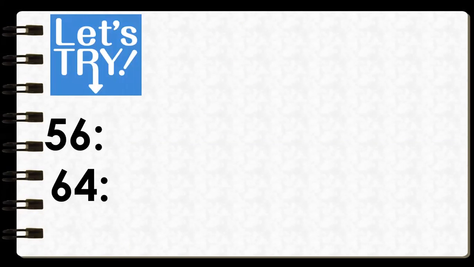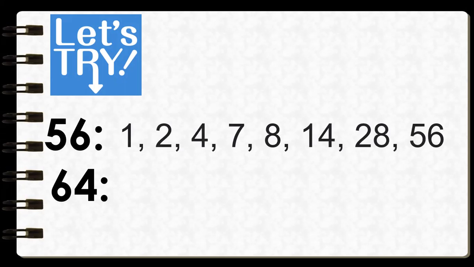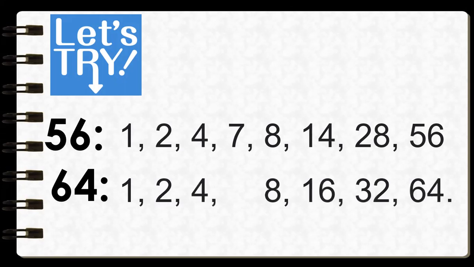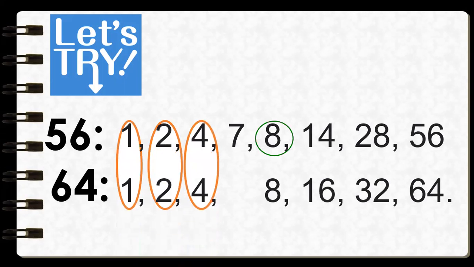Let's try to answer this one, 56 and 64. So list down all the factors of 56. We have 1, 2, 4, 7, 8, 14, 28, and 56. The factors of 64 are 1, 2, 4, 8, 16, 32, and 64. As you can see on the list, the greatest common factor of 56 and 64 is no other than 8.